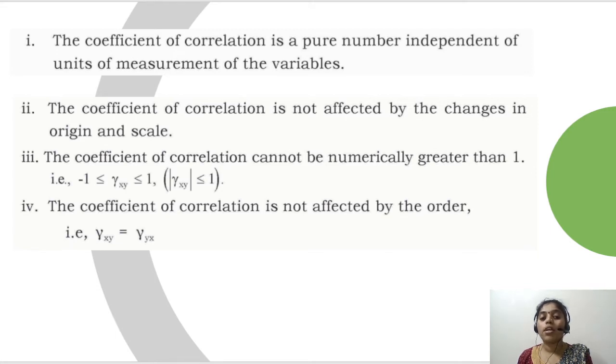The third point is the coefficient of correlation cannot be numerically greater than 1. That means it should always vary within plus or minus 1. It should be greater than minus 1 and less than plus 1. The fourth, the coefficient of correlation is not affected by the order. That means we can write it as Rxy is equal to Ryx.